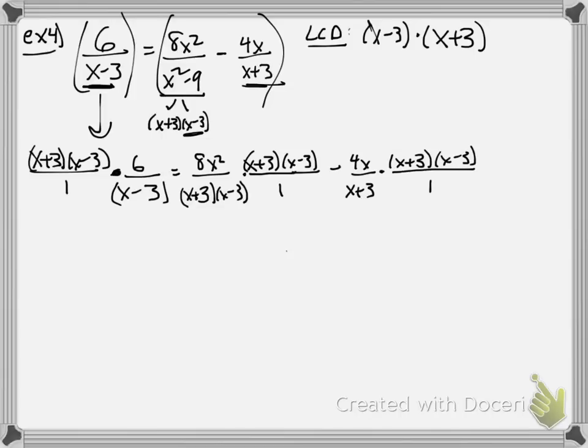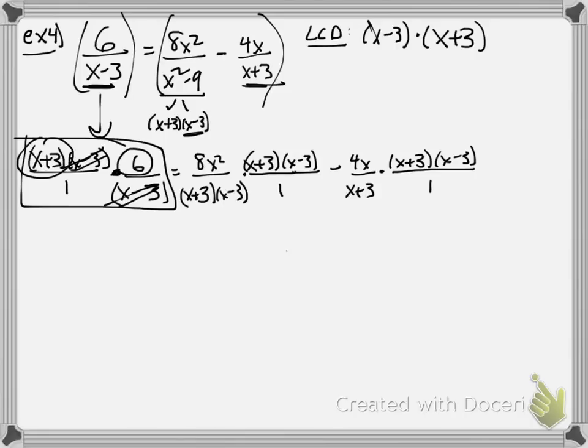Okay, now this is kind of the fun part. That's the annoying part of doing these, it's kind of long and ugly, right? But it gets pretty fast. So in this left-hand side, I can focus on canceling the x minus 3 factors, and that leaves me with just x plus 3 times a 6.